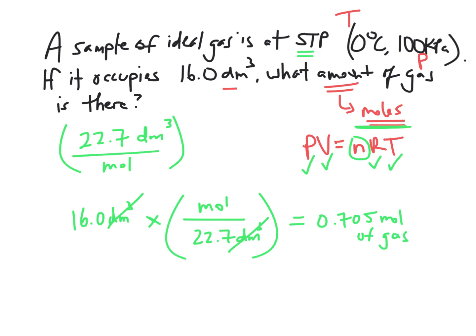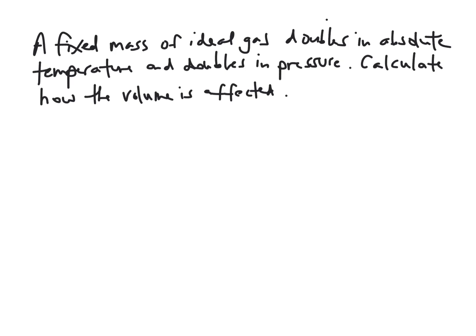If you go ahead and use the whole ideal gas equation for that, it should give you the same answer. So, six of one, half a dozen of the other, as they say. Okay, another question. A fixed mass of ideal gas doubles in absolute temperature. So we're going to double its temperature. And it also doubles in pressure. Calculate how the volume is affected.